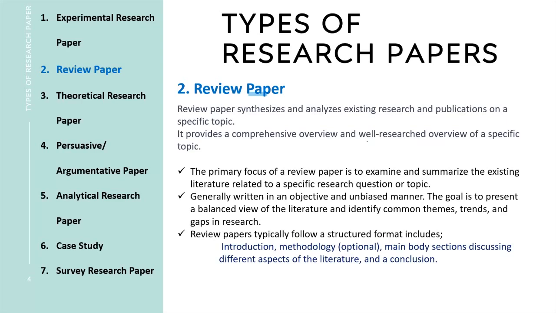The primary focus of a review paper is to examine and summarize the existing literature related to a specific research question or topic. Review papers can again be categorized as narrative review papers and systematic review papers. Generally you are writing narrative review papers, which are based on all the published research available on the topic, right? They are generally written objectively and in an unbiased manner. The goal is to present it in a balanced way. You have to balance your view.